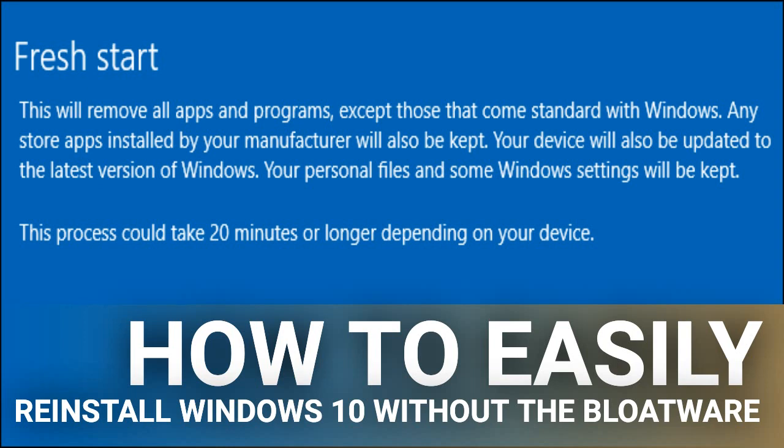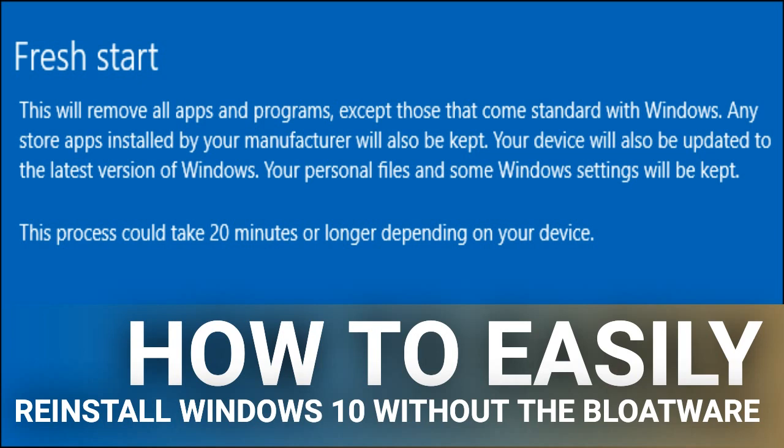explained below. To do this on the Anniversary Update, click the Device Performance and Health option in the sidebar, and then click the Additional Info link under Fresh Start. You can also head to Settings > Update and Security > Recovery and click the Learn how to start fresh with a clean installation of Windows link to access this screen.